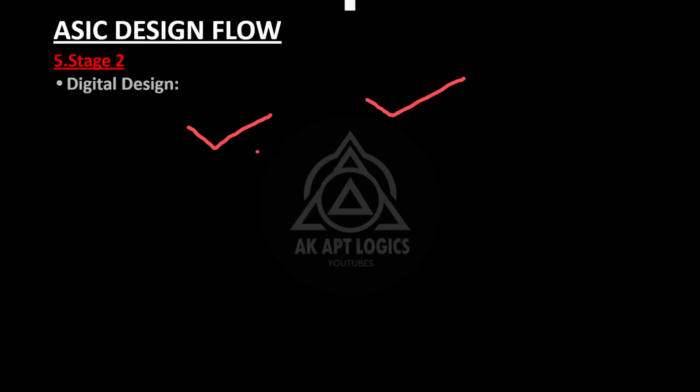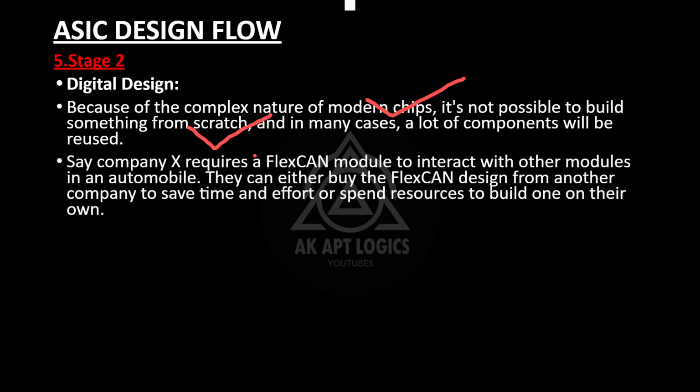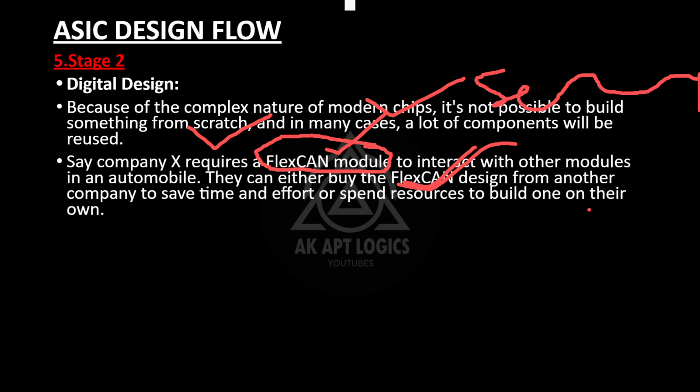Next, I have discussed this point, right? Some company X requires a FlexCAN module to interact with other modules in an automobile. They can either buy the FlexCAN design. The FlexCAN design is already available in the market with excellent performance, so they can buy it. If they buy it from another company to save time, it becomes semi custom.